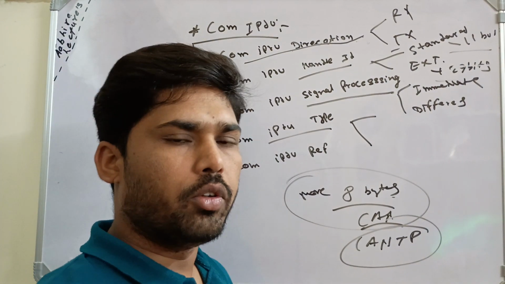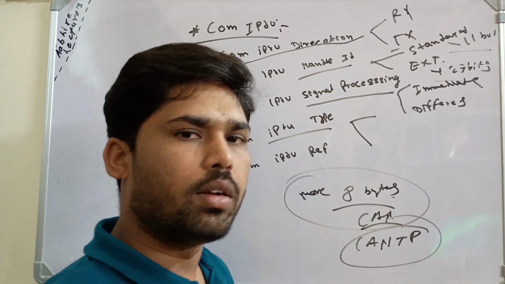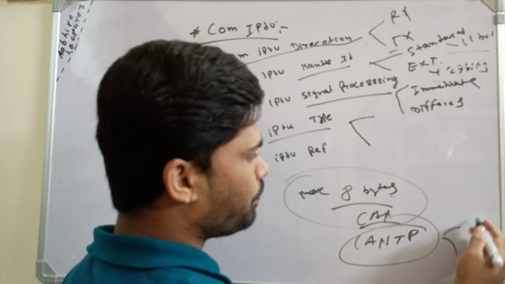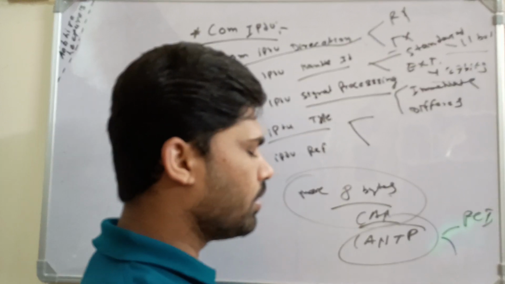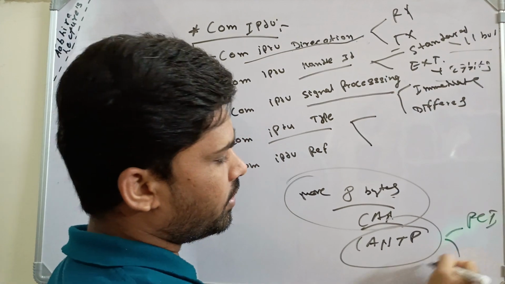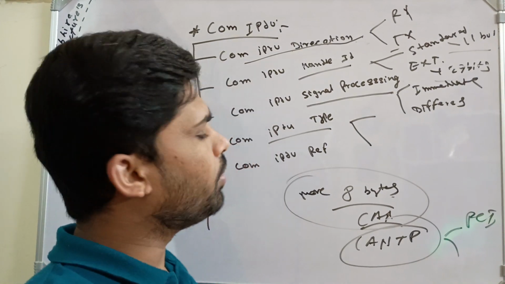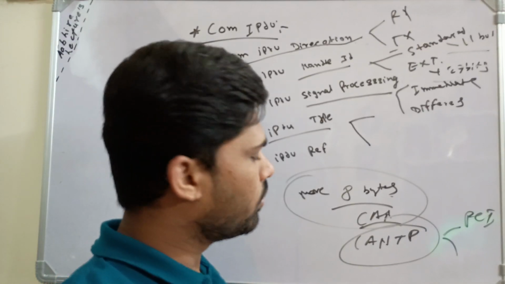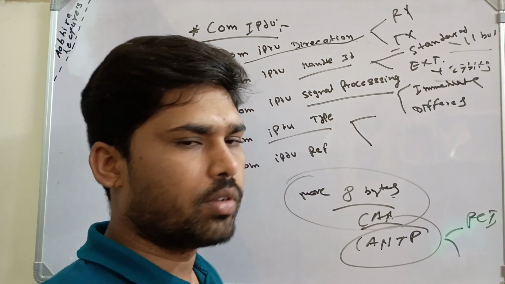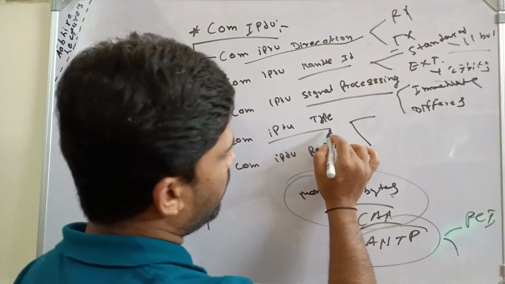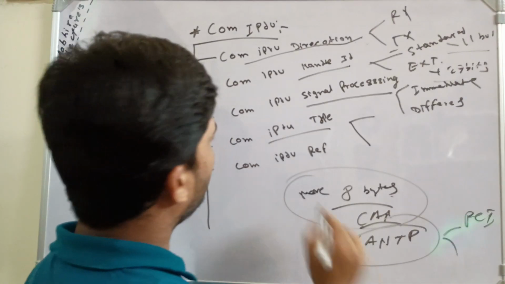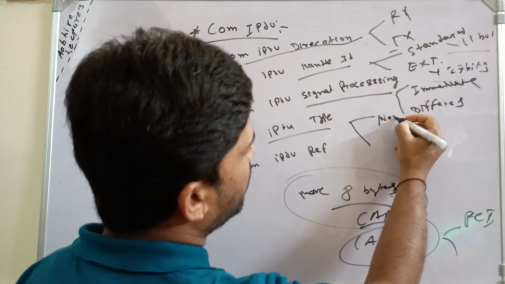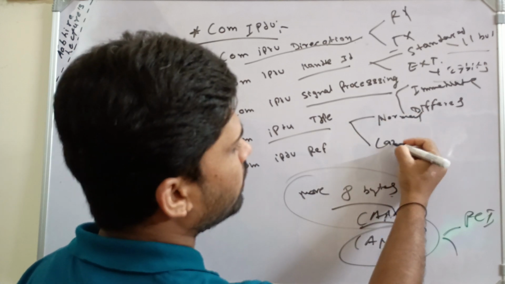So using CAN TP we can transfer more than 8 bytes of data. Here, based on the PCI, we have to do segmentation and reassembly. We will discuss CAN-TP later, but till now we have to know that if you want to transfer data of more than 8 bytes, then you can use CAN-TP. So here in the COM IPDU tab, whether it is normal IPDU or CAN-TP.